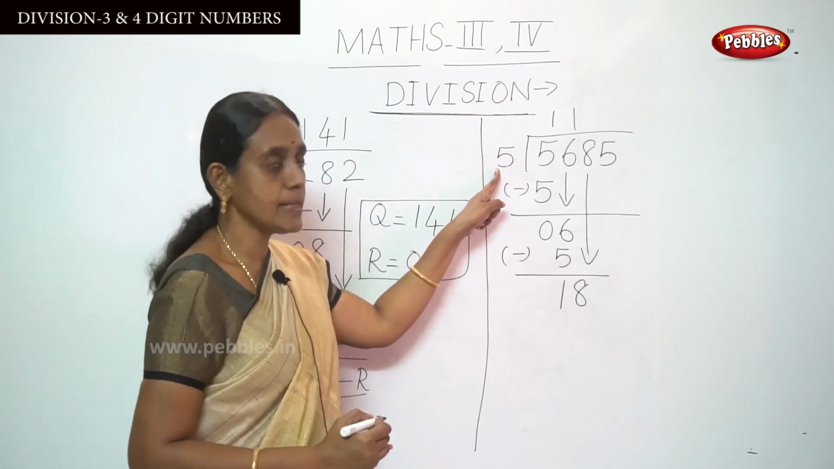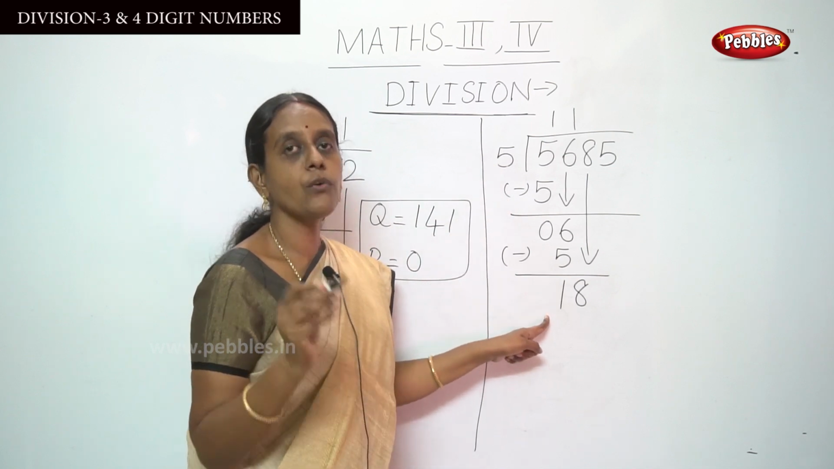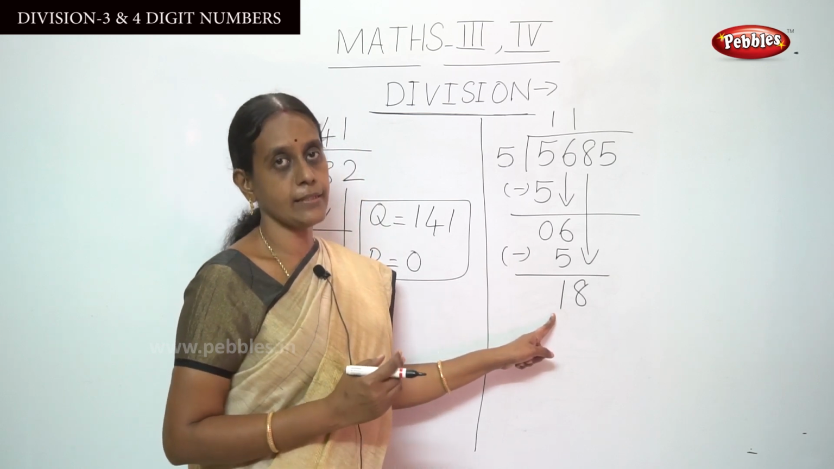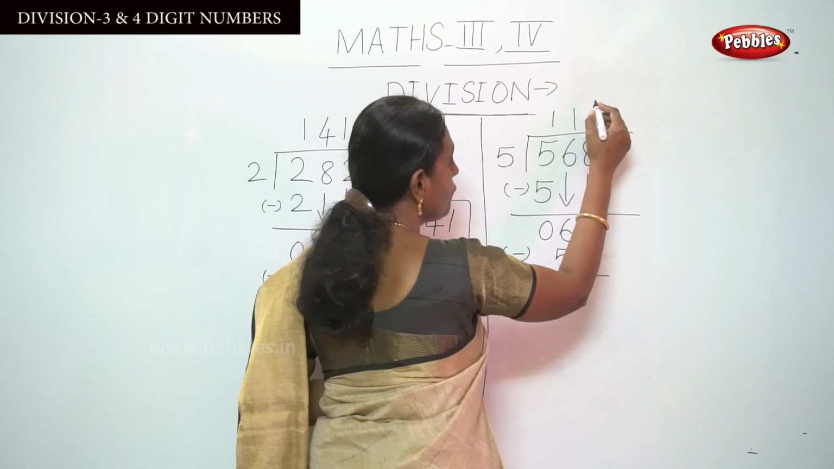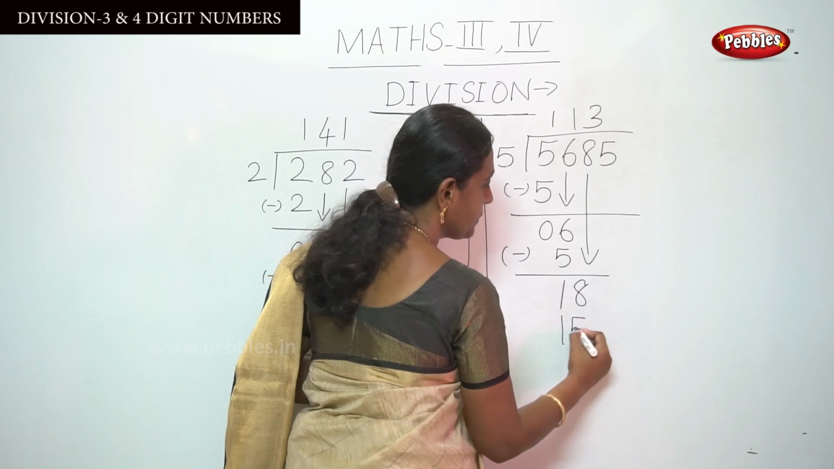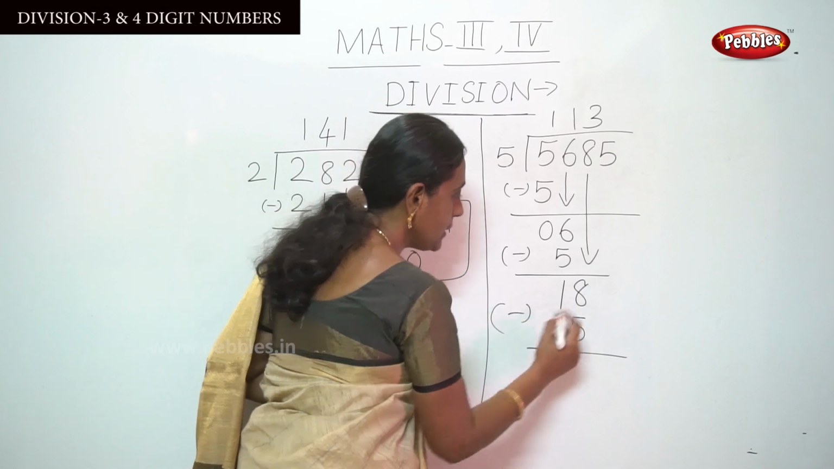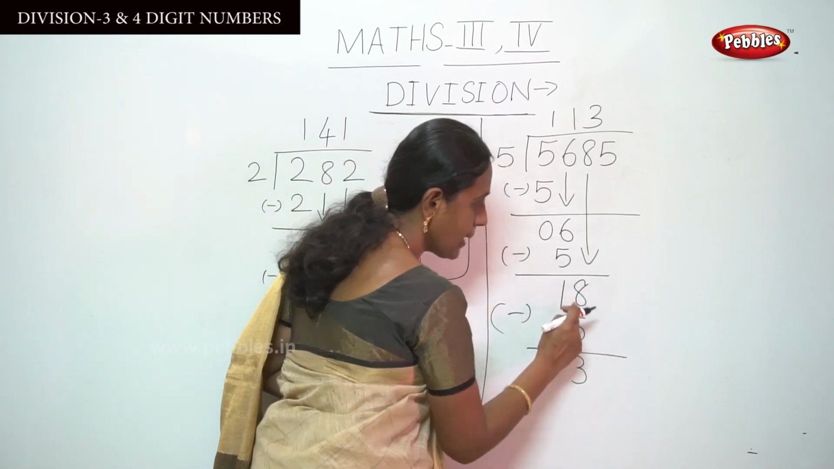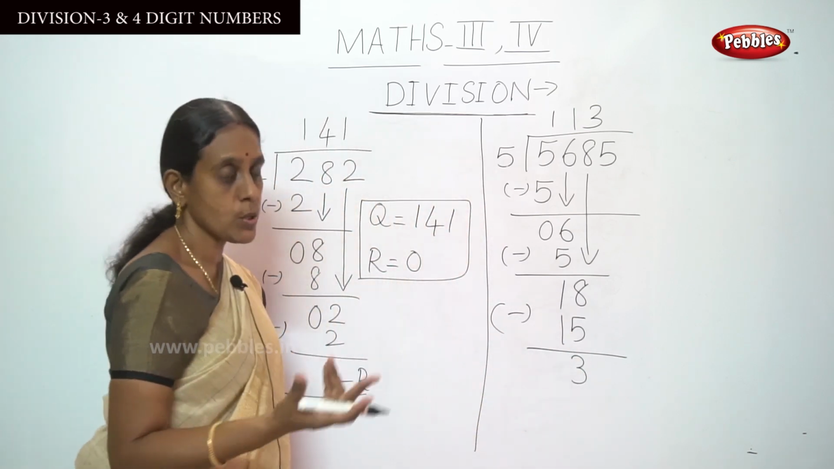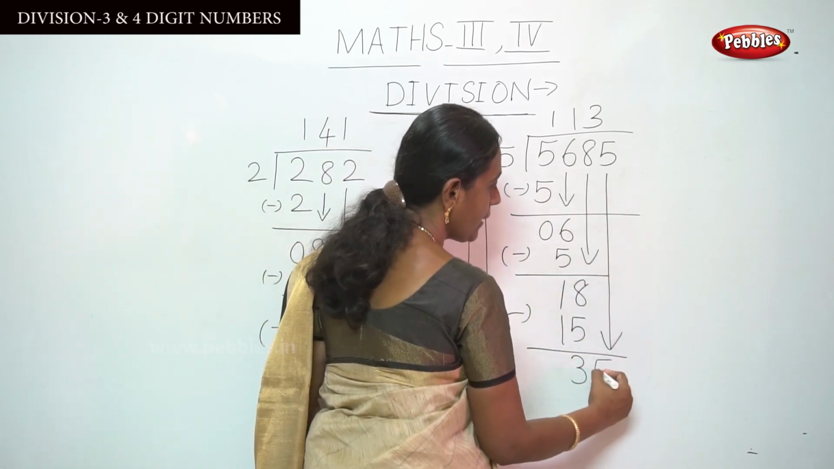Saying this 5 table, 3 5s are 15 and 4 5s are 20. 20 is more than 18. So you should take 3 5s are 15, and subtract this number: 18 minus 15, the answer is 3. The first value 0 is no value, so put here 3, and put down this 5.